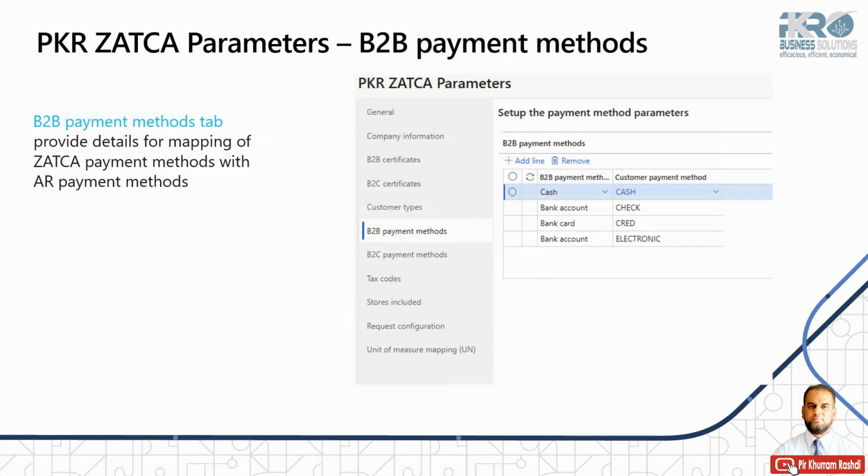Then we have the B2B payment method tab. In this tab we provide the payment methods which are available in ZATCA to map them with the B2B payment methods which are available in the account receivable module. So cash will correspond to cash, and check in our account receivable will correspond to bank account in the ZATCA portal, and then simply credit will correspond to bank card, and electronic will correspond to bank account.